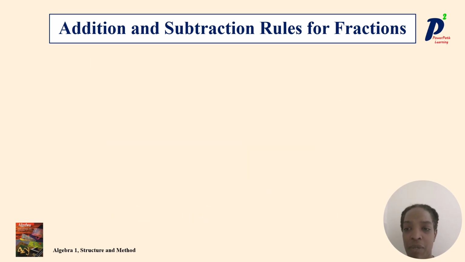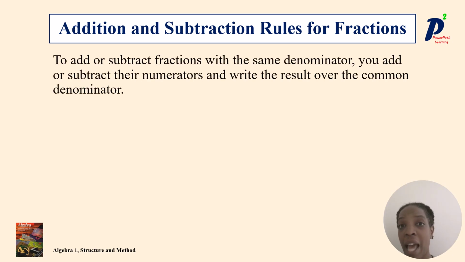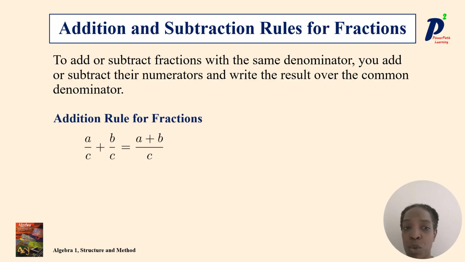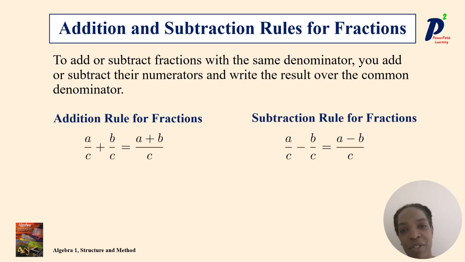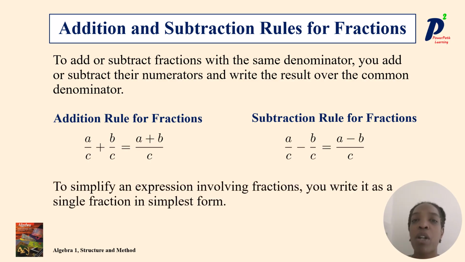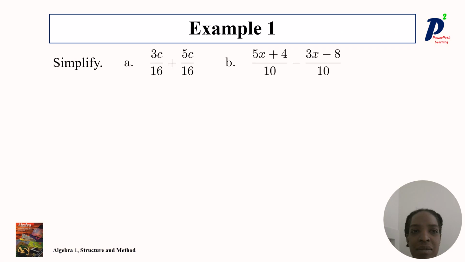When we add or subtract fractions with like denominators, we can simply add or subtract their numerators and write the result over the common denominator. This is formally stated as the addition rule for fractions and the subtraction rule for fractions, but you probably already know it intuitively. To extend this rule to expressions involving fractions, we want to write each fraction as a single fraction in simplest form. Our first example has two different parts and both have the same denominator, so we're going to have an easy time with this.